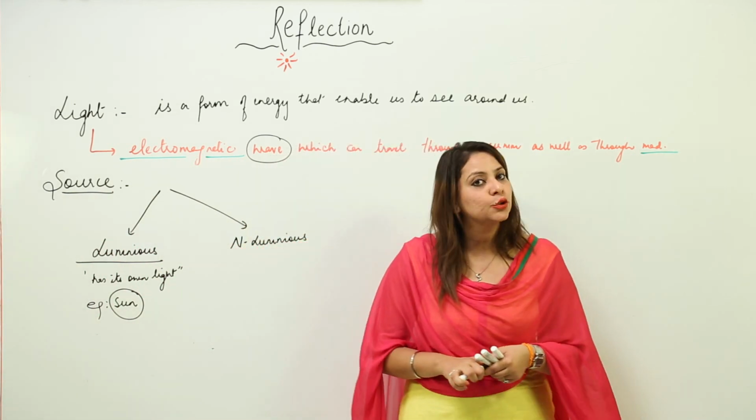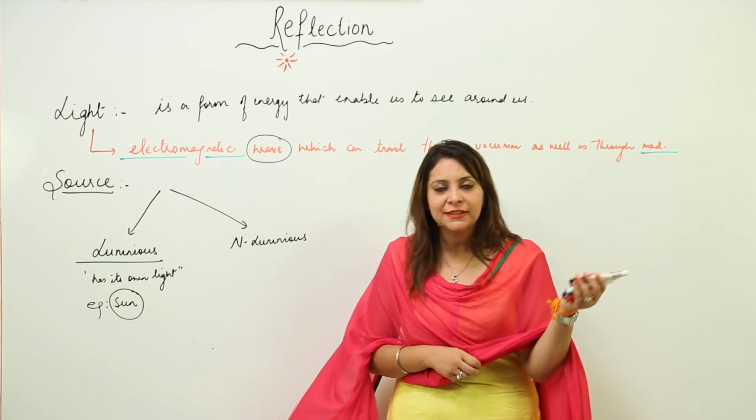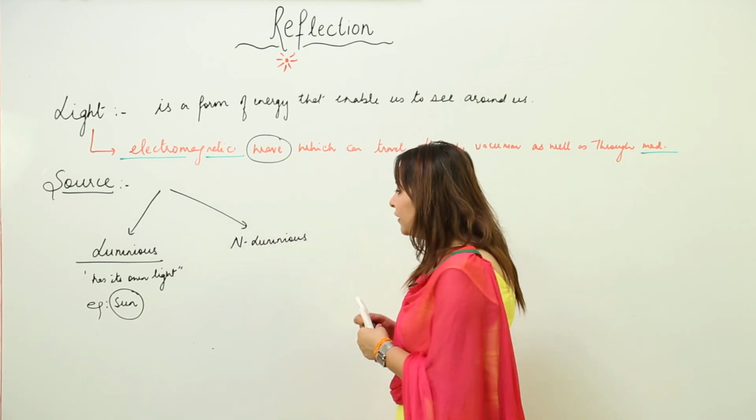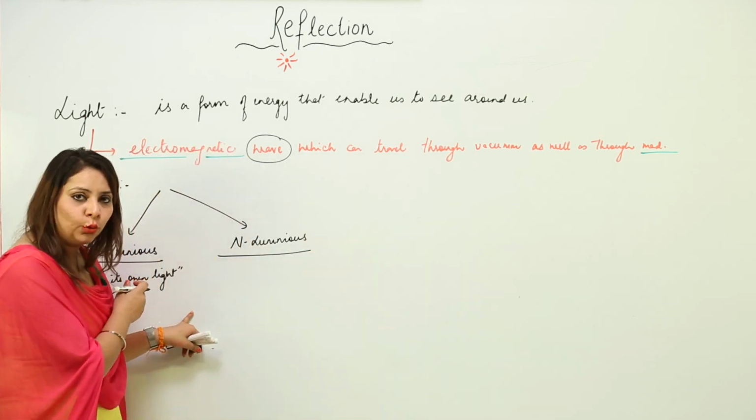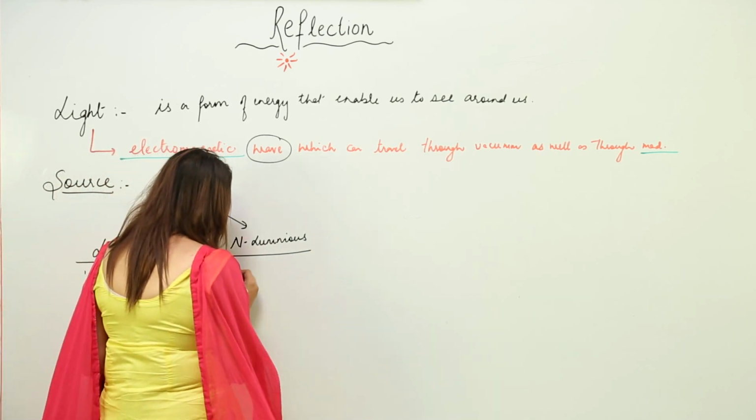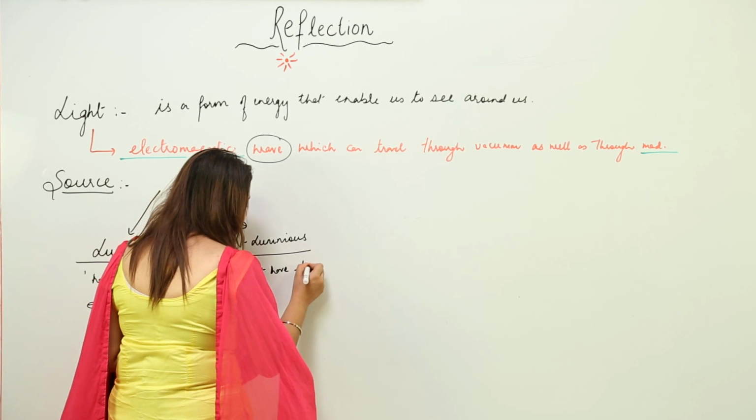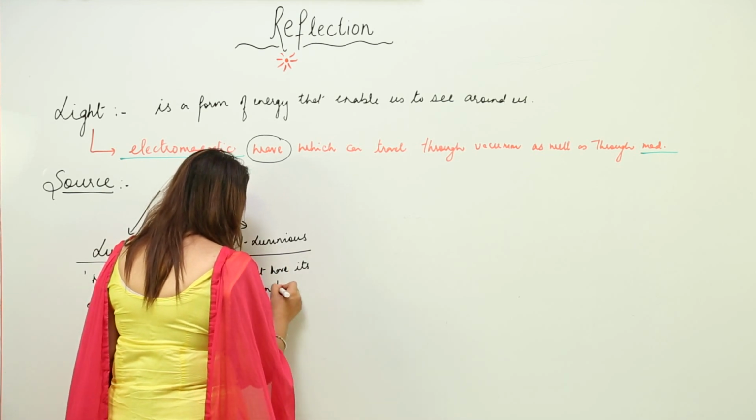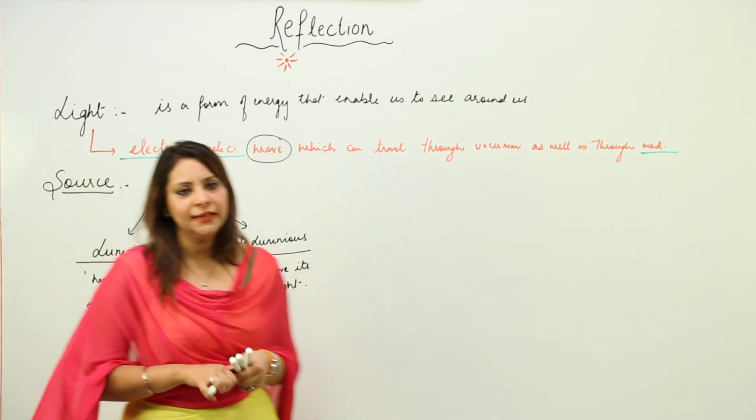Because it has its own light, we regard the sun as a luminous object. And when we talk about non-luminous, it is clear: luminous is with its own light, and non-luminous is that which does not have its own light.